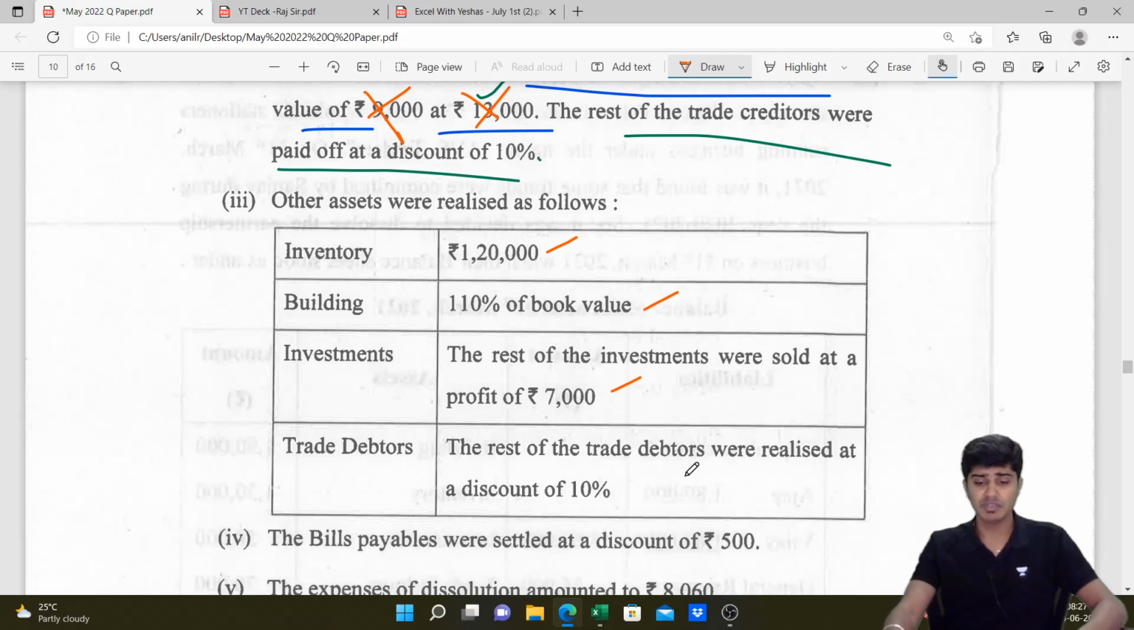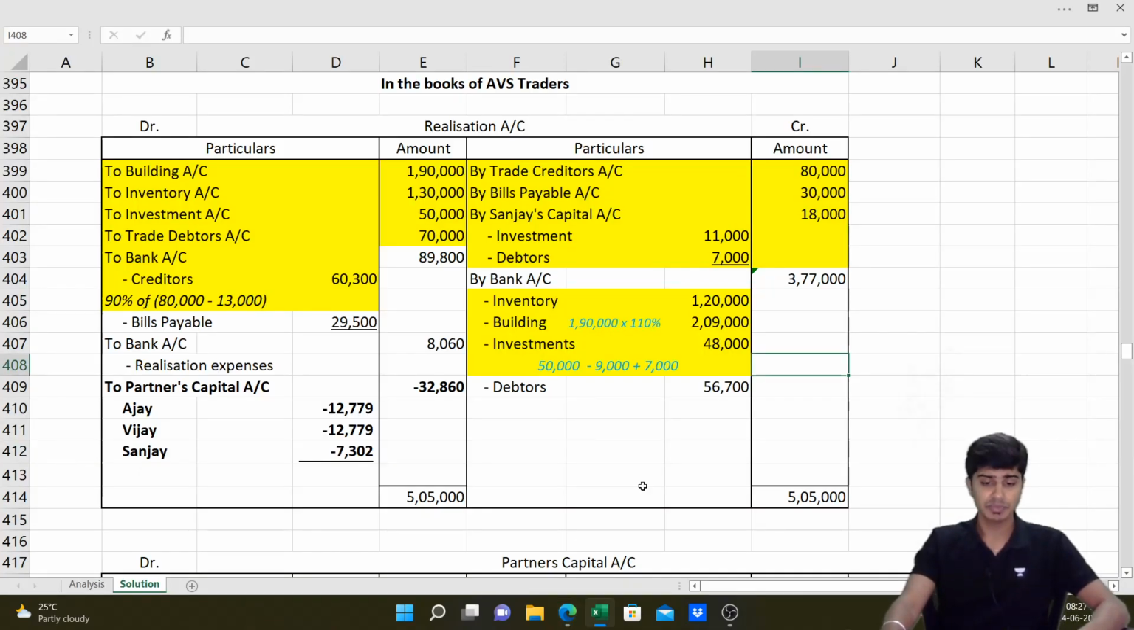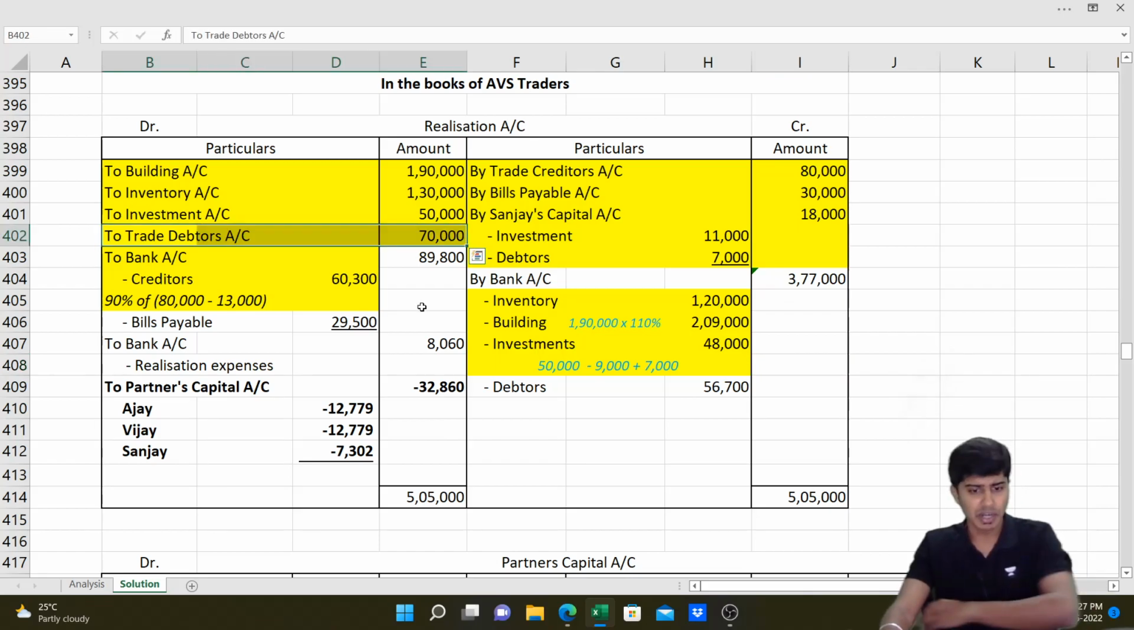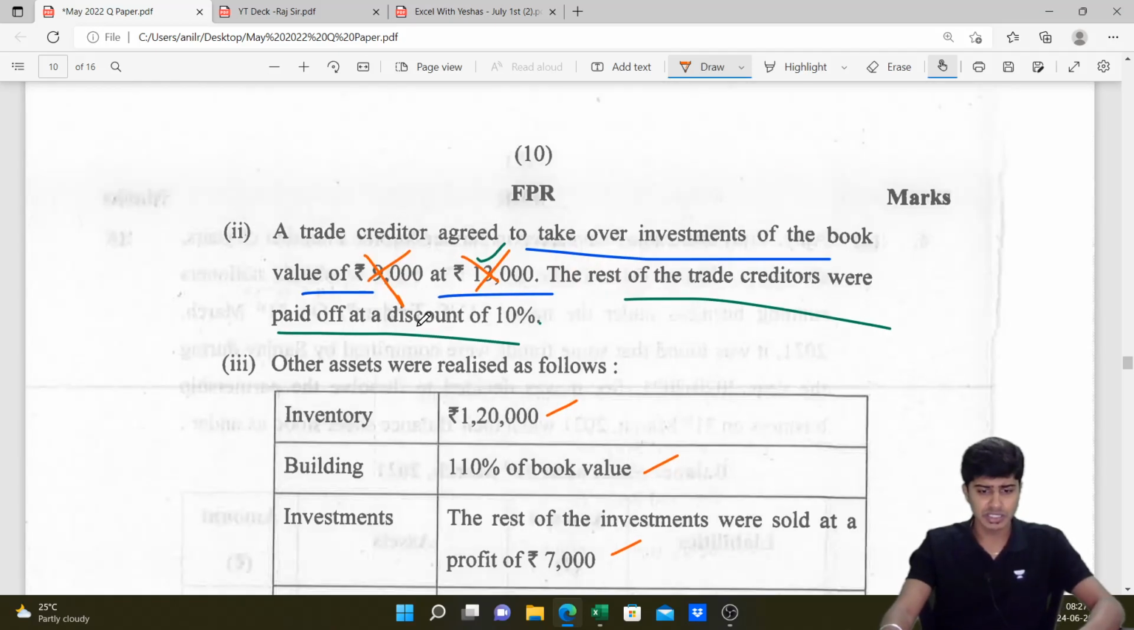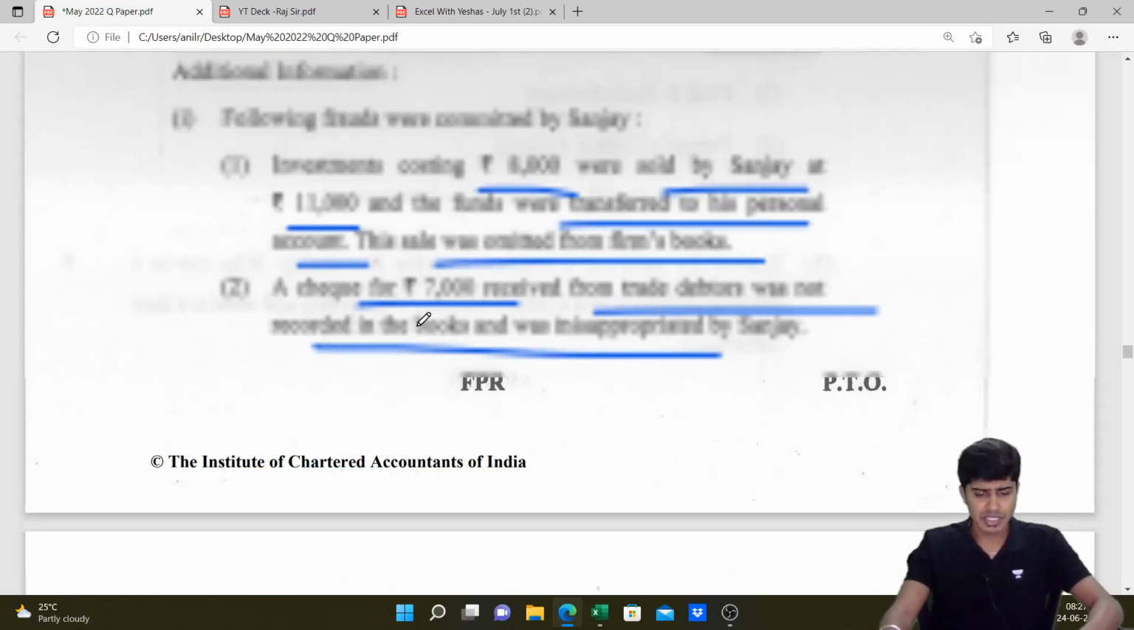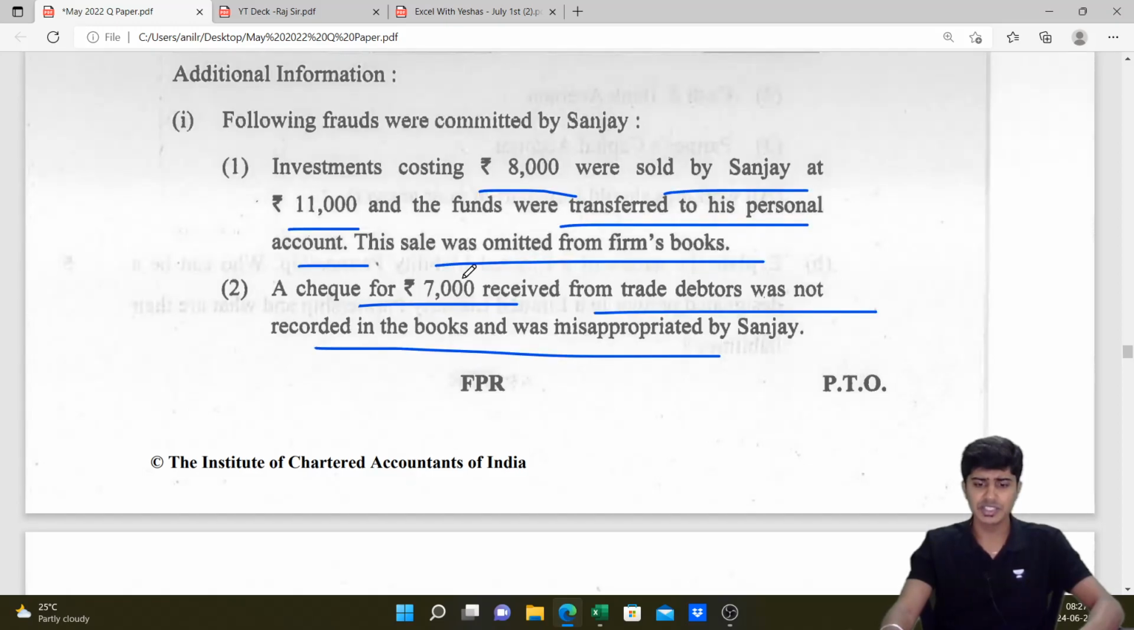Trade debtors. Rest of the trade debtors were realized at a discount of 10%. So how much is the rest of the trade debtors? Trade debtors was 70,000. Is there any part of the debtors adjusted? Yes, it was adjusted. There is some amount for which a check was received, no? 7,000 rupees check was received.